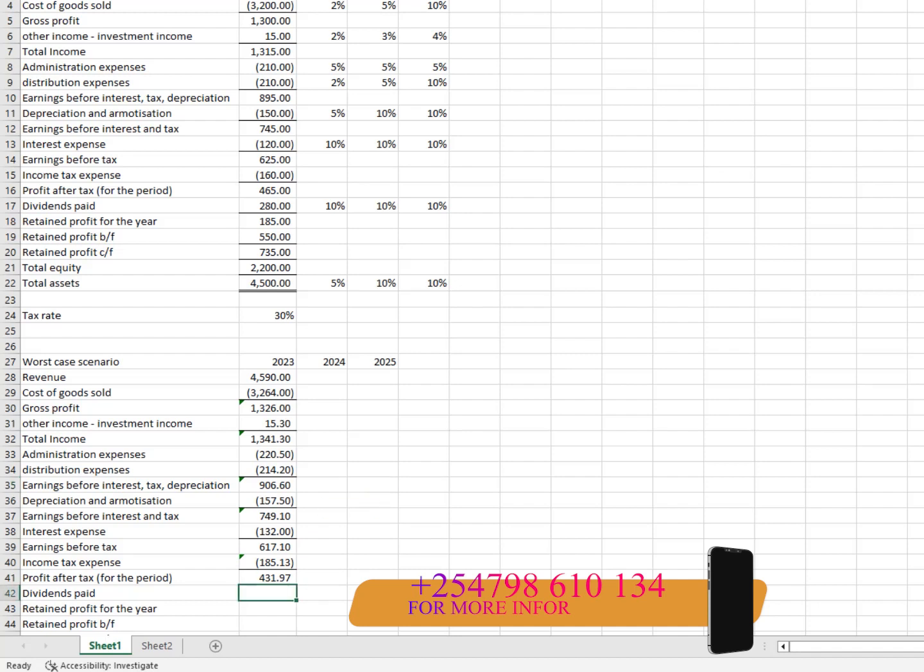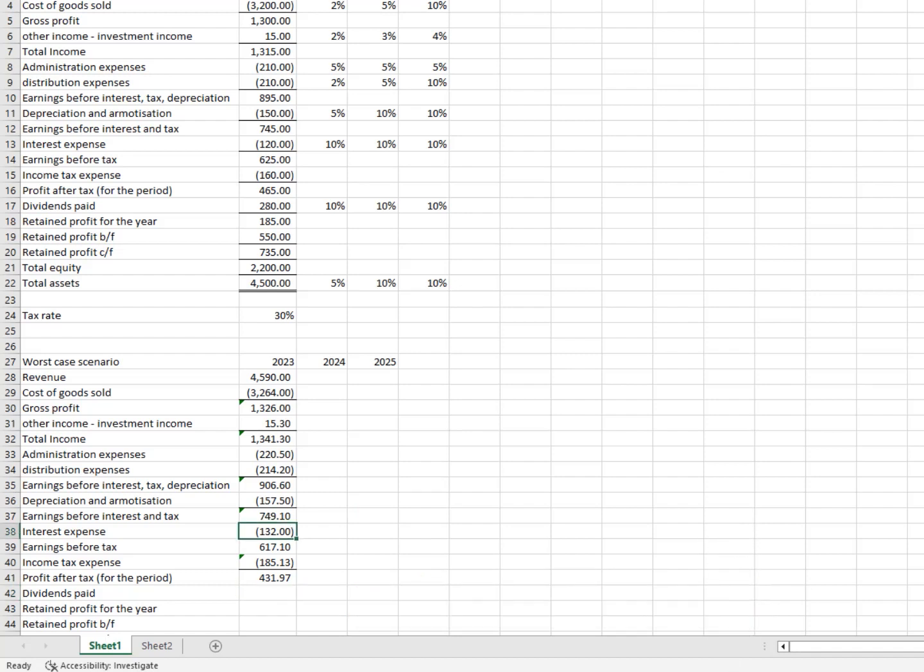Then dividends paid, we are told they grow at 10%. So once again, instead of rewriting the whole formula, we can come here at the interest expense, click this cell, then type Control C, then come to the dividends paid cell, hit Control V, and you get your 308.